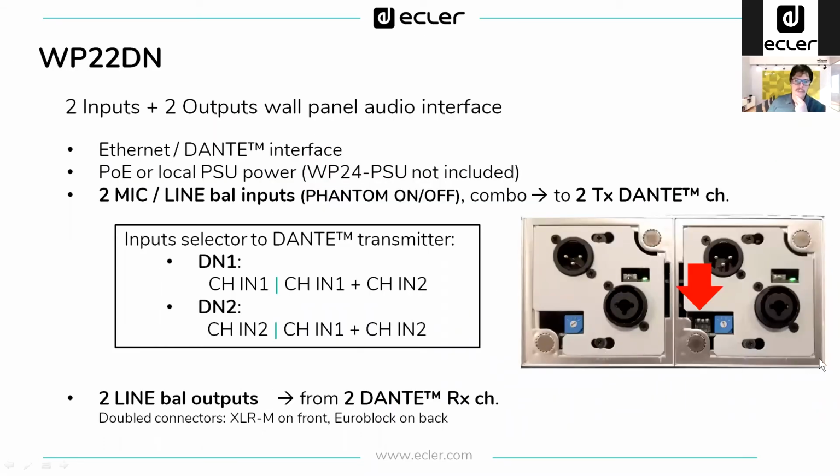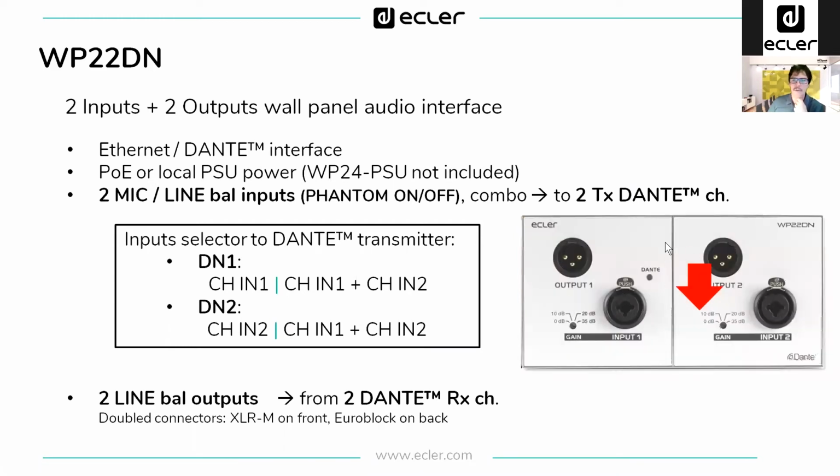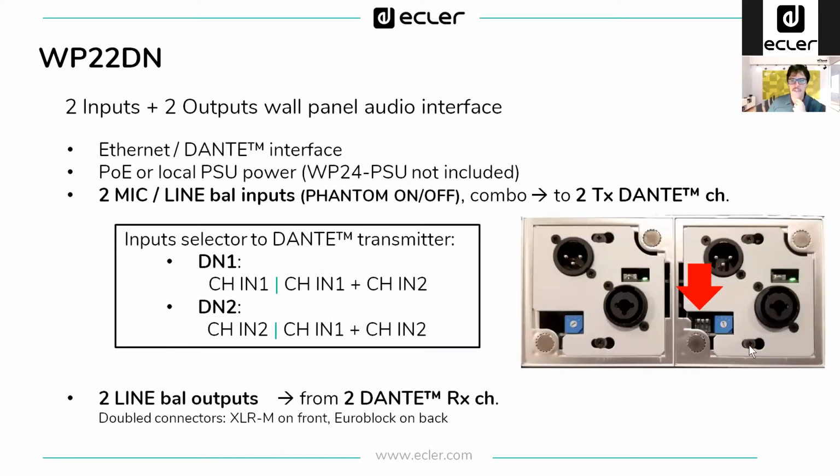Remember this. This is a Dante interface of 2 inputs and 2 outputs, but it looks like a double wall plate, but you cannot separate it. It's just one piece of device. The electronics go from here to here in the back, so you cannot split them into 2 little Dante interfaces. Okay, it's one device.